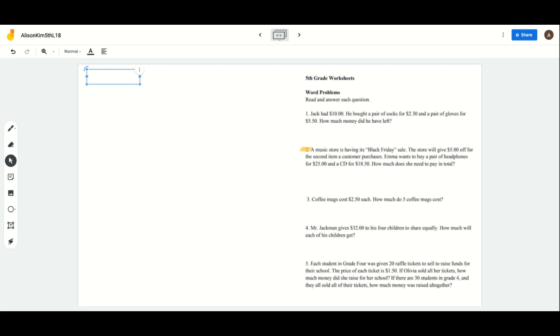So we know that the store will give us $5. So it's going to be minus $5 for the second item, right? So we write that down. That's one of the pieces of information that we have right now. And then the second information that we were given was that a pair of headphones was the first item that she, let's write, subtract from the second item.